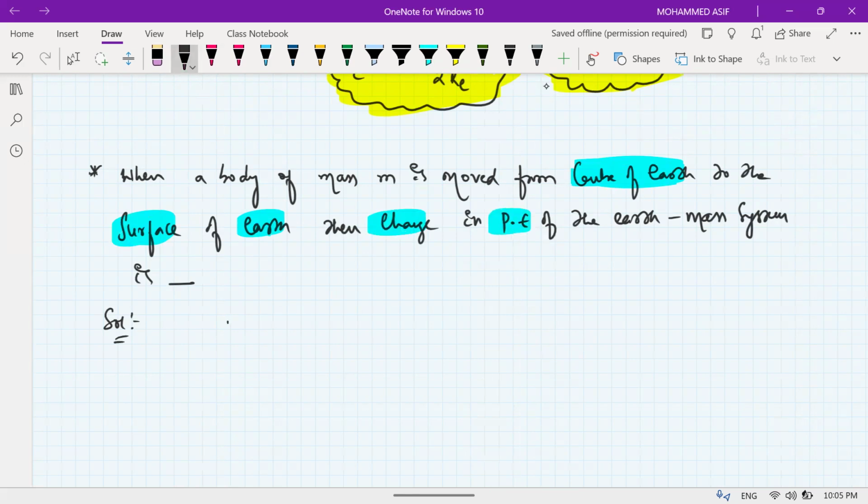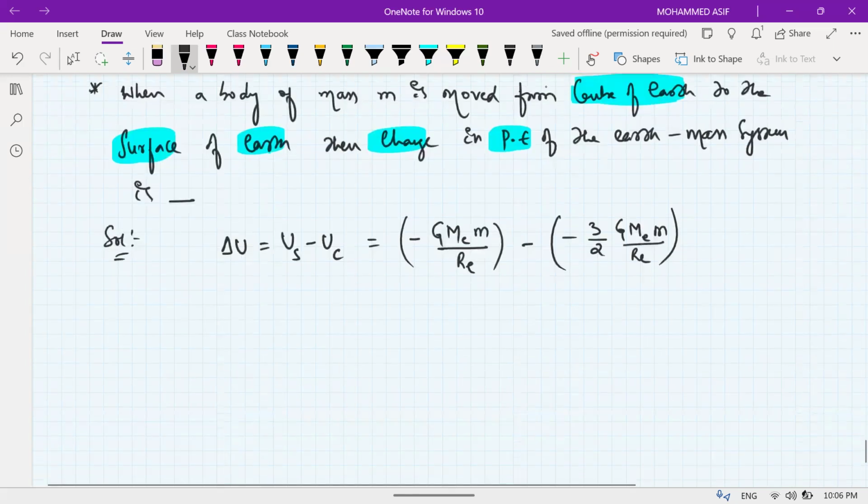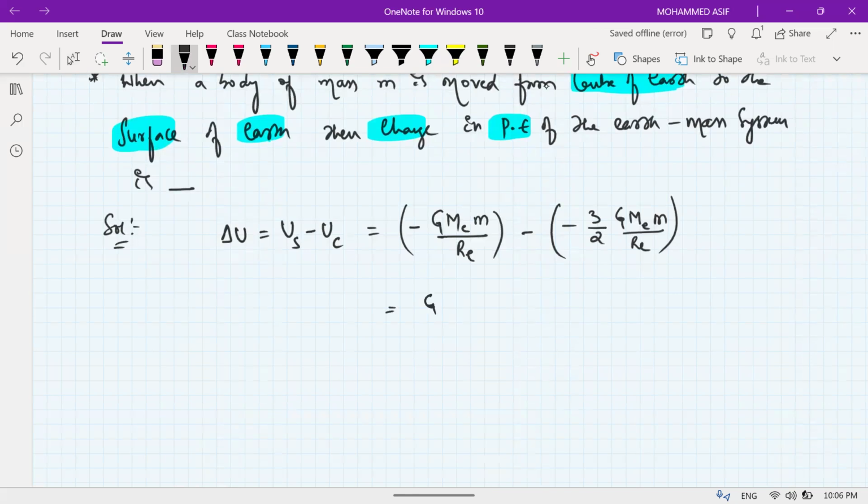Change in potential energy formula, delta U is equal to potential on the surface minus potential at the center. So that will be equal to minus capital G mass of earth into small m divided by radius of the earth. It is in minus. Then at the center, 3 by 2 into capital G mass of earth into m divided by radius of the earth. So obviously this value will come to capital G mass of the earth into small m divided by 2 times radius of the earth. Isn't it? So this will be your answer.